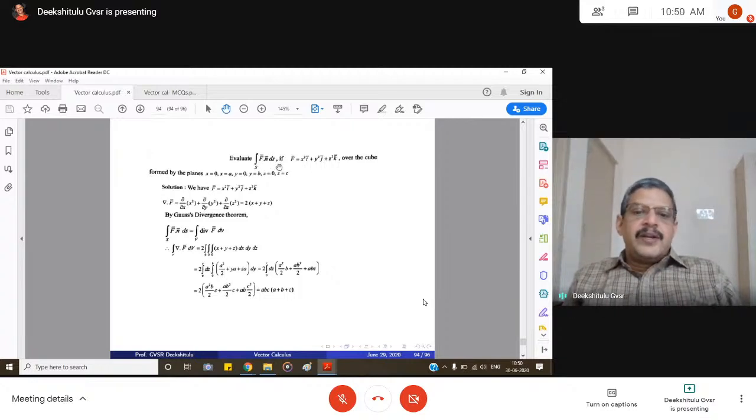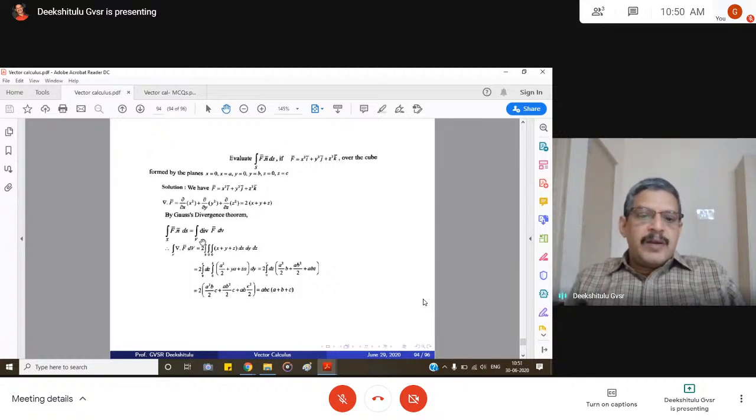Evaluate the surface integral of f dot n dS, where the cube is bounded by x equals 0, x equals a. So a cube, a three-dimensional region, is given, and you want to evaluate this using the Gauss divergence theorem. F is given as x square i plus y square j plus z square k. To apply the theorem, you need to find the divergence of f: dou by dou x of x square, dou by dou y of y square, dou by dou z of z square, which becomes 2 into x plus y plus z.